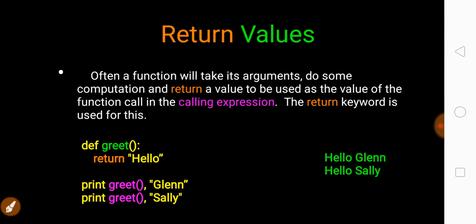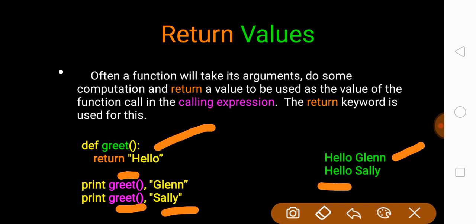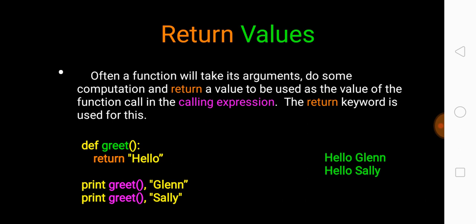In this case, this is our simple function body, and over here 2 times I have called that function. First I have called that function using print greet and Glen. That means the greet function will return the word hello, and it will print hello Glen. And another time I have called the function greet and used the word Sally over here, so it will be printed like that, hello and Sally. That means the hello word will be returned each time. Getting my point? Okay.